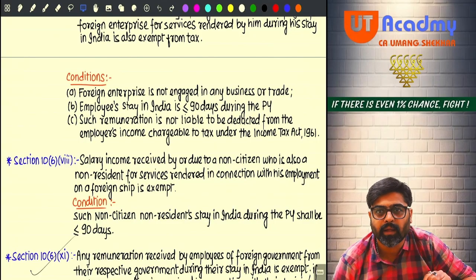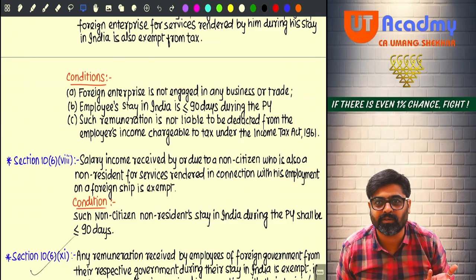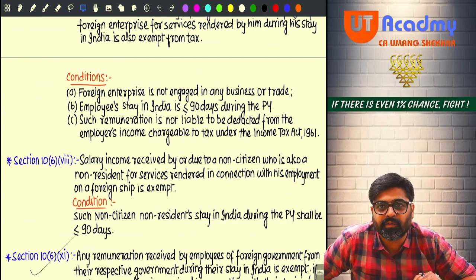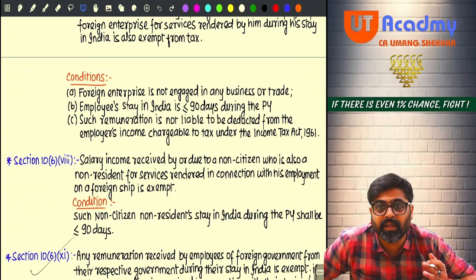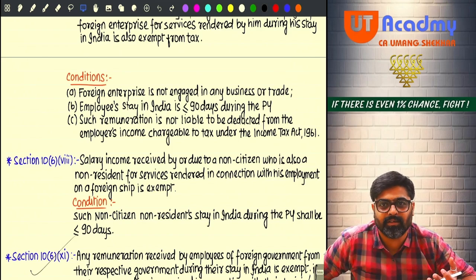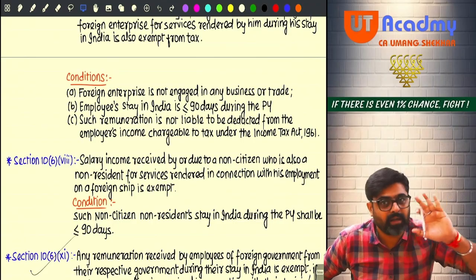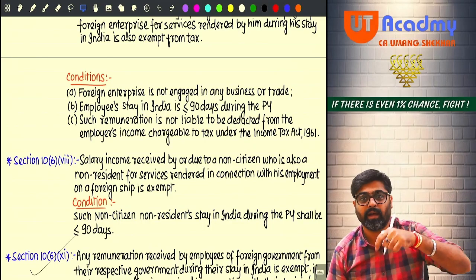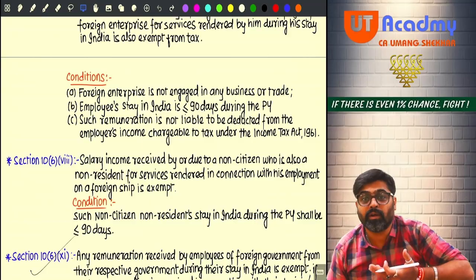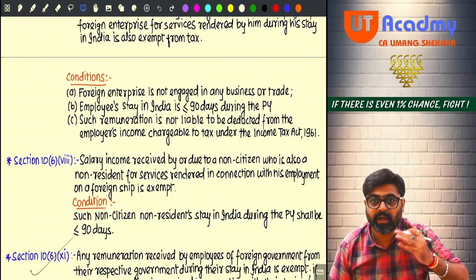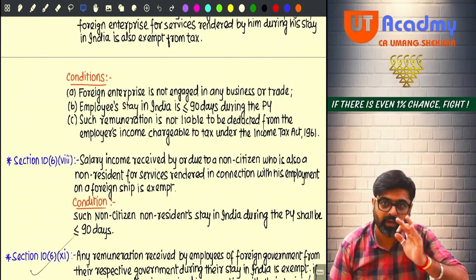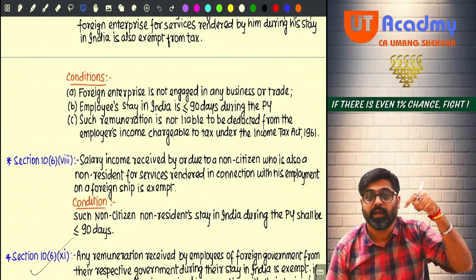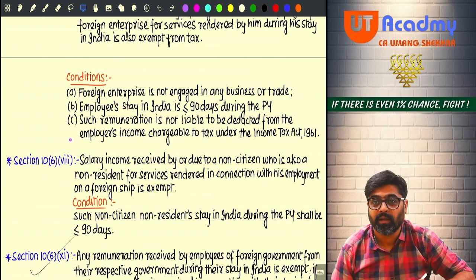Meaning, you can be an employee of a foreign NGO. A foreign NGO not doing any business or profession, not doing any trade. UNICEF, United Nations Organization, all are such foreign enterprises. Are they engaged in any business or trade? No. So you are the employee of such a foreign enterprise, and that foreign enterprise has sent you to India for doing some work. So will you render your services to your employer in India? Yes. And for that, are you going to get salary? Fully exempt, provided your stay in India should not be more than 90 days.